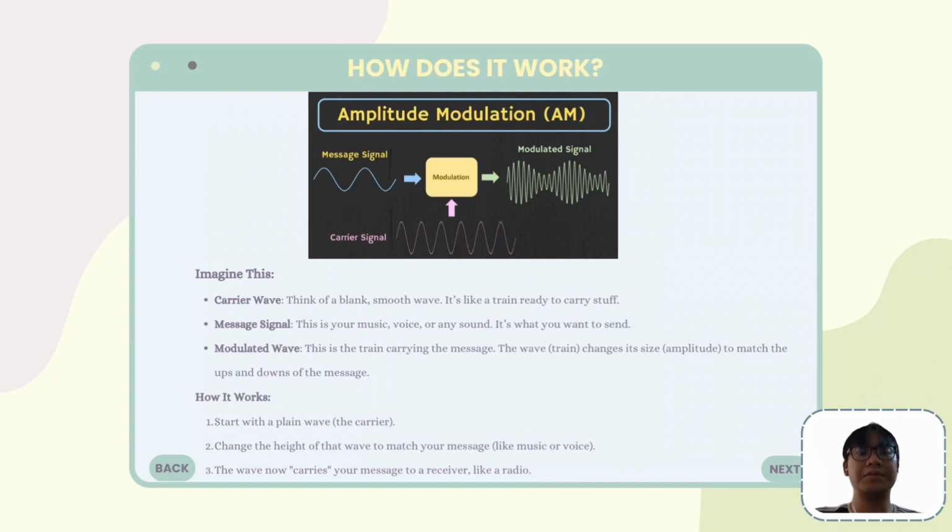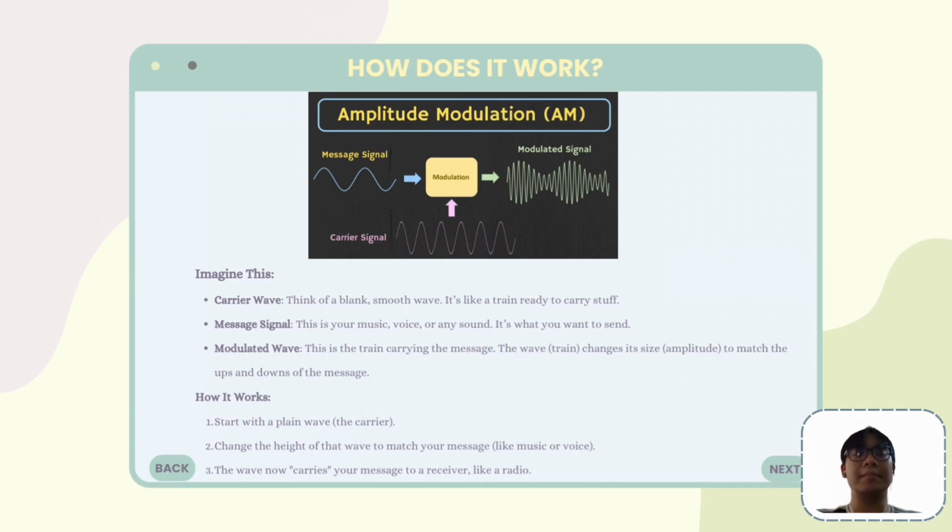So how does this work? Imagine this: a carrier wave, think of a smooth plain wave, is like a train ready to carry something. The message signal, your music, voice or any sound, is what you want to send. The modulated wave: now imagine the train carrying your message. The train changes its size or amplitude to match the highs and lows of your message. So how does this work? Well, we start off with the plain wave called the carrier wave. Change the height or amplitude of the wave to follow the pattern of your message, whether it's music, speech or another sound. This modulated wave is then sent out, carrying your message to a receiver like a radio.